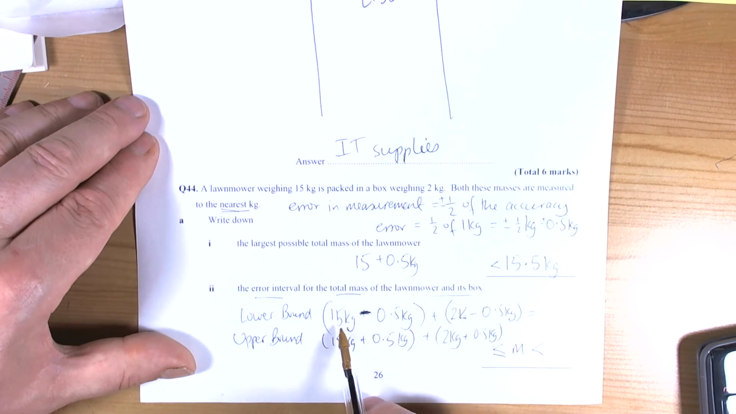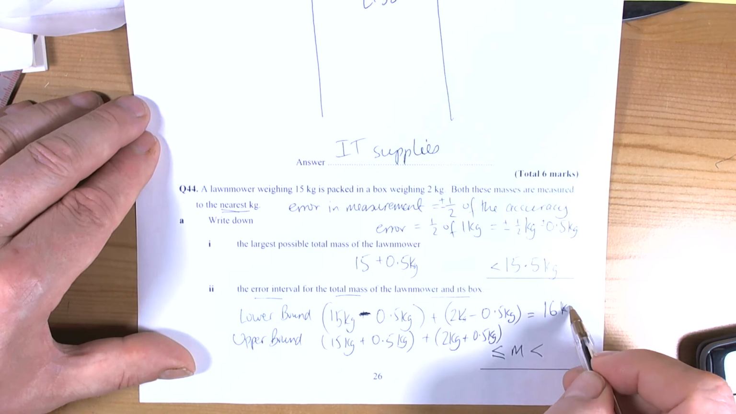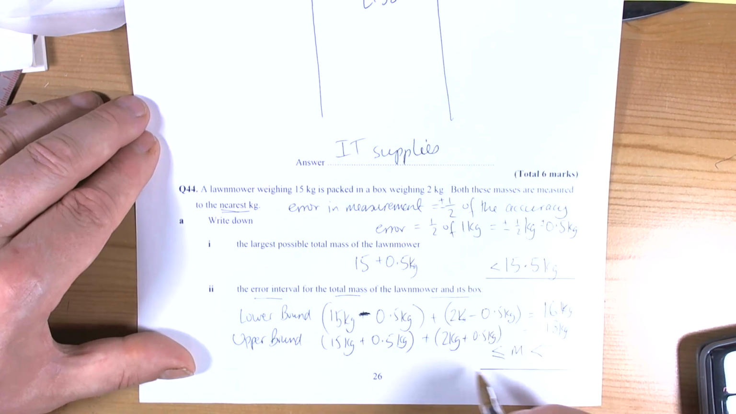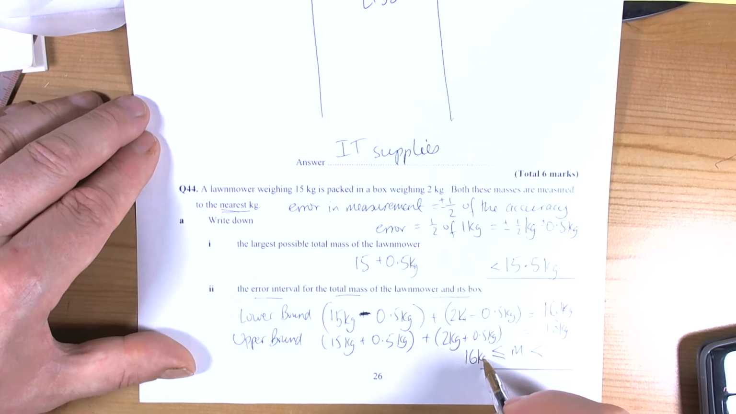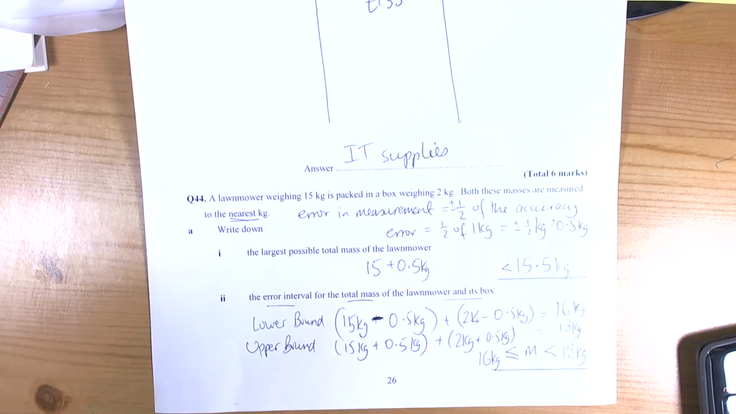Okay, so 17 take away 1 is 16 kilograms, and 17 plus 1 is 18 kilograms. Okay, so the lower bound was 16 kilograms and the upper bound was 18 kilograms. So that was the error interval for the total mass.